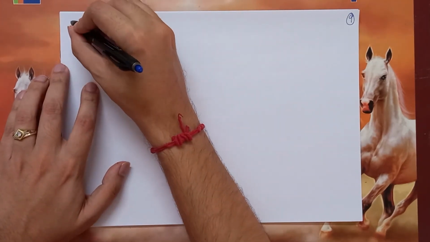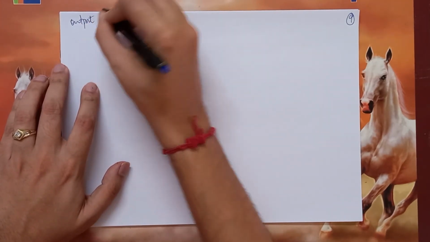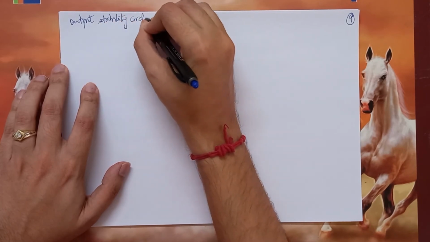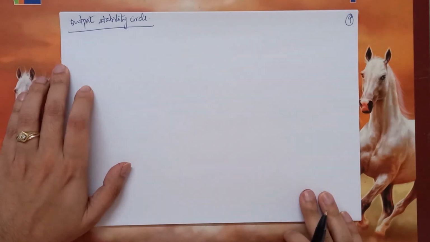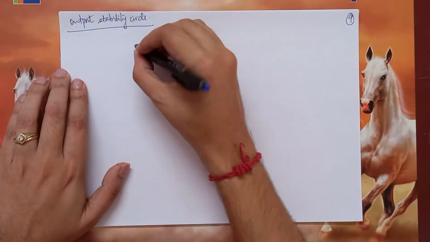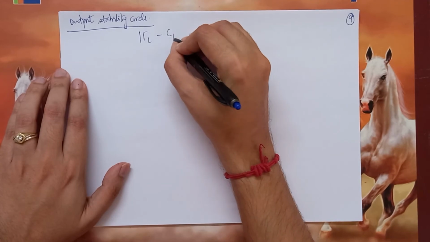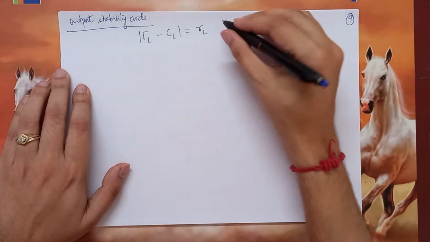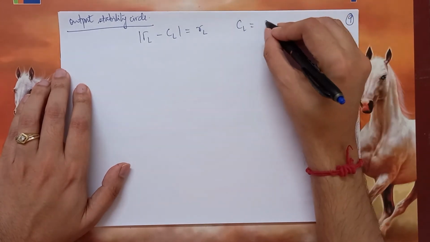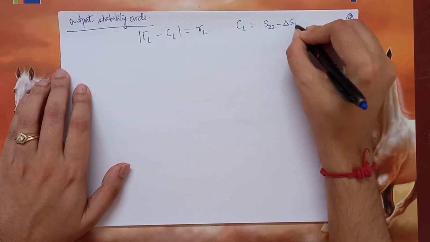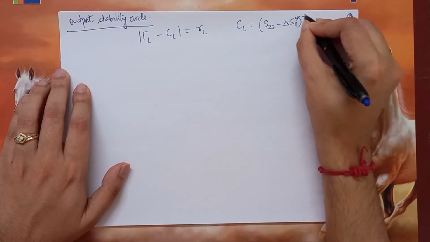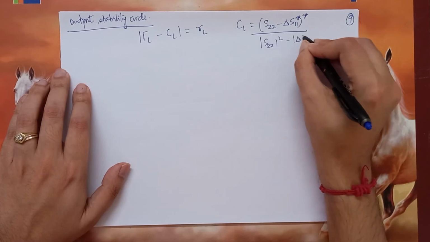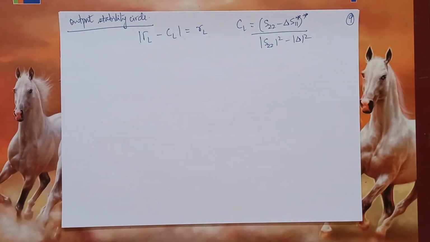So let's look at the output stability circle. The equation is mod gamma L minus CL is equal to RL, where CL has this formula: S22 times delta times S11 conjugate, the whole conjugate, divided by mod of S22 square minus delta square. Let's calculate and see what this gives us.